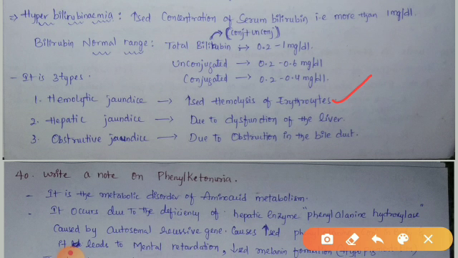So erythrocytes rupturing may release the heme part, and it can be converted into bilirubin.